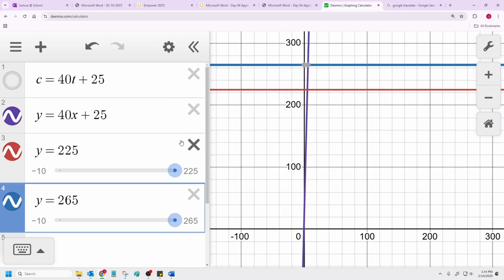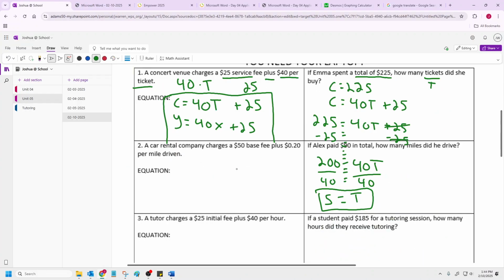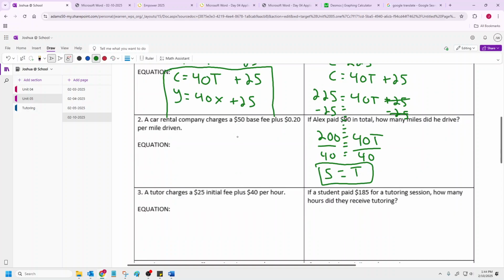I'm going to model this in class as well, too. You're going to have plenty of time to get this done. If you need help figuring out the other equations on here, I have the answer key in Empower. And number 2, I'll go ahead and just model it real quick in blue.